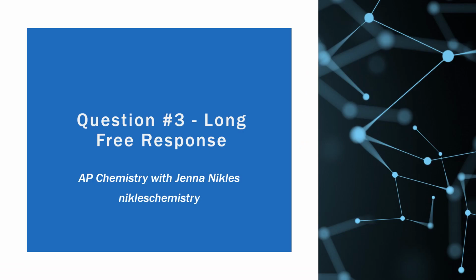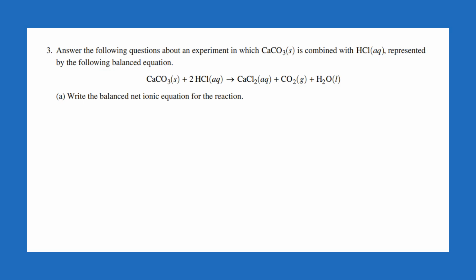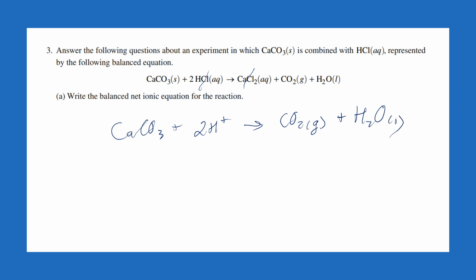Question 3, this is the last of the long free response questions. For the net ionic equation, anything that is completely aqueous on both sides can be eliminated as a spectator ion, and in this case it's just the chlorine ions. So we're left with calcium carbonate plus the 2 hydrogen ions reacting to form carbon dioxide gas and water liquid. Oh, and the calcium ions, I almost forgot that part. That part's important. We should be including states, aqueous and solid, and there is your net ionic equation.